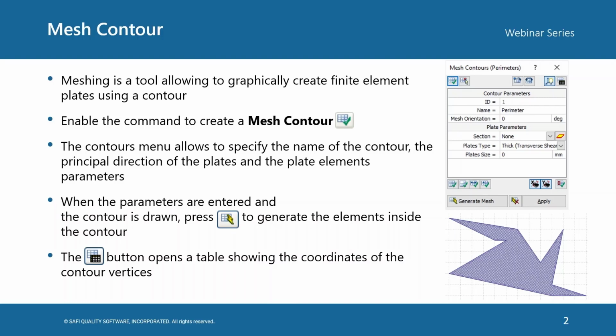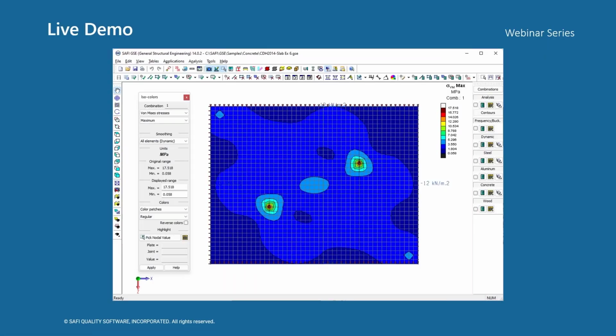When the parameters are entered and the contour is drawn, the user can press this button to generate the finite element plates inside the contour. The user can delete plates using this button, and the user can use this button to edit the coordinates of the contour in a numerical table. Without further ado, let's start our demo.